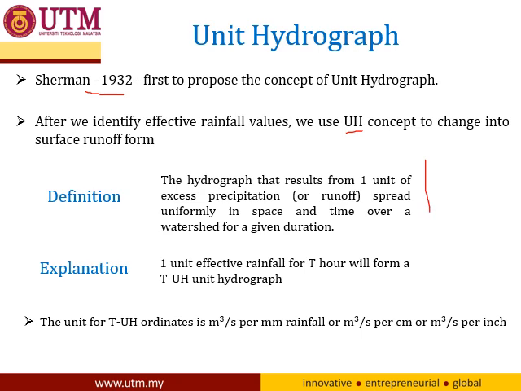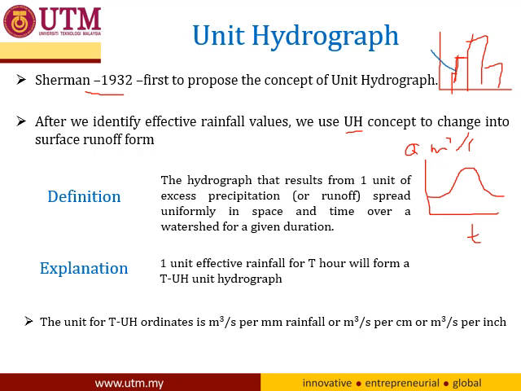Okay, by definition, it is the hydrograph. So remember, this is a hydrograph. So this is Q, meter cube per second, and then this is time, right? So the hydrograph that results from 1 unit of excess precipitation. So if you need to recall back, let's say this is the rainfall, and then you know that there is some curve, the infiltration curve, and you know that this is the, what do you call this, the excess or effective rainfall.